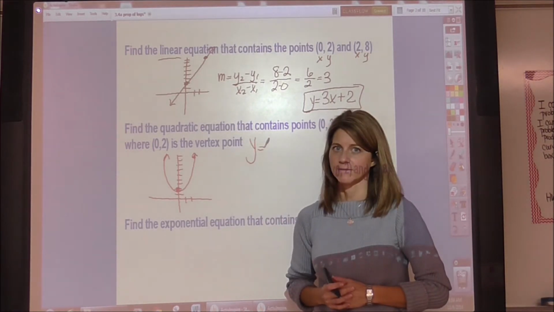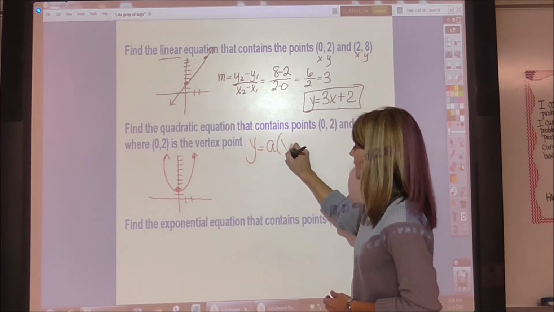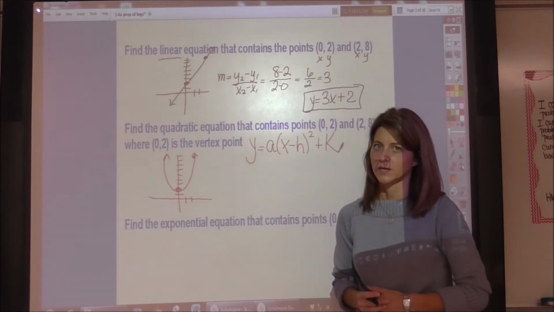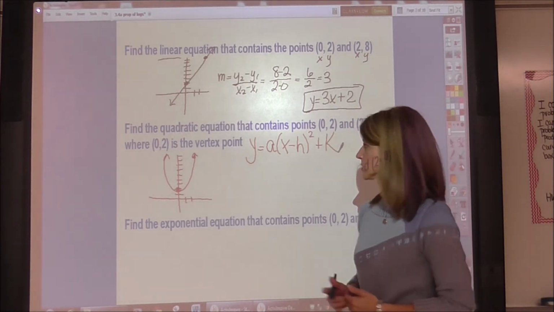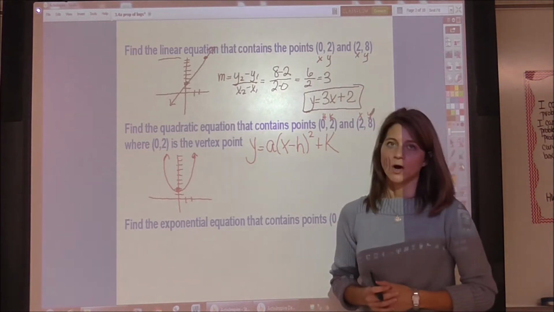y equals a times (x minus h) quantity squared plus k. h and k are our vertex. h and k, x and y, are the point.